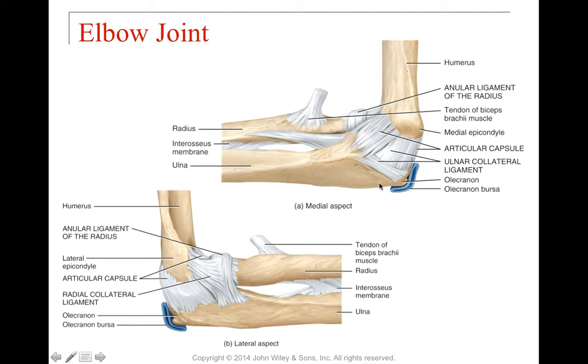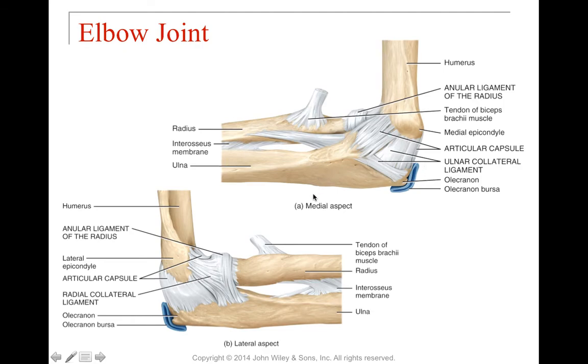Here's the ulna and the olecranon of the ulna. Behind that, we have the olecranon bursa, which is just like a little sac that helps protect it. Here we have the articular capsule, which is right here, and around that we have ligaments. Here are the ulnar collateral ligaments there.